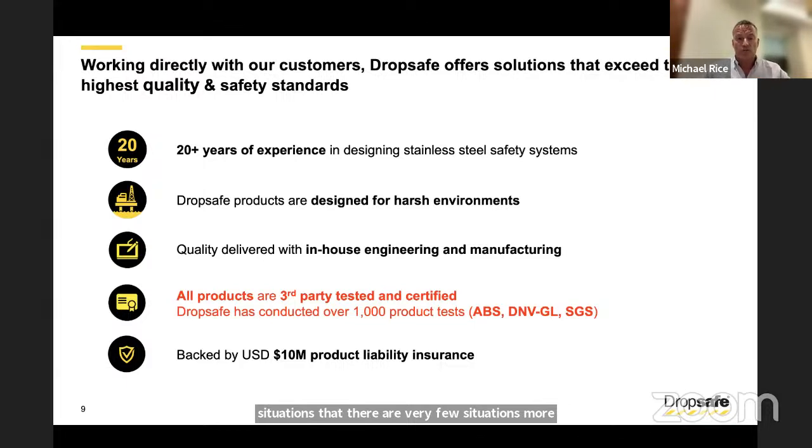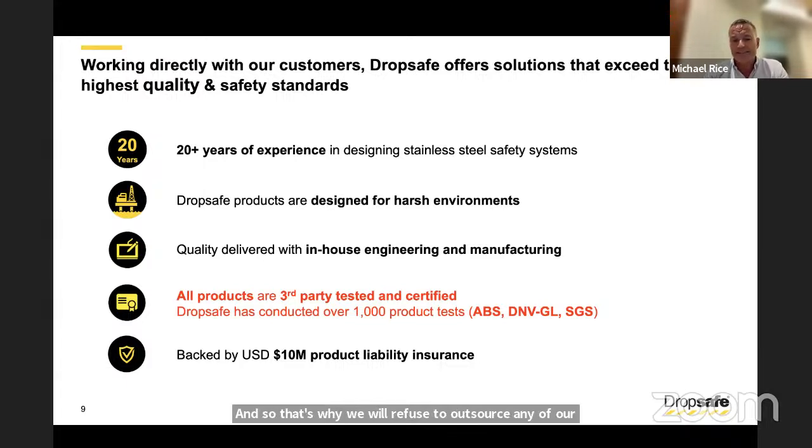As Dropsafe, we're very aware we're a safety company. Therefore, we design, engineer, and manufacture everything in-house. So we feel as a safety company, the quality of our products is of the utmost importance to give you, our customers, confidence in our products. And so that's why we will refuse to outsource any of our manufacturing.